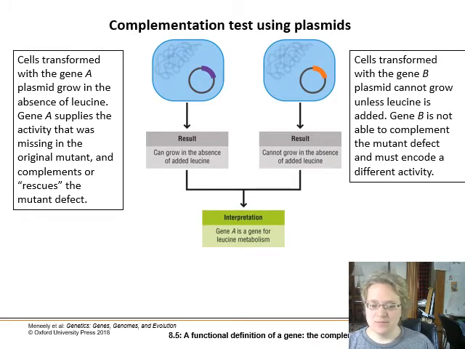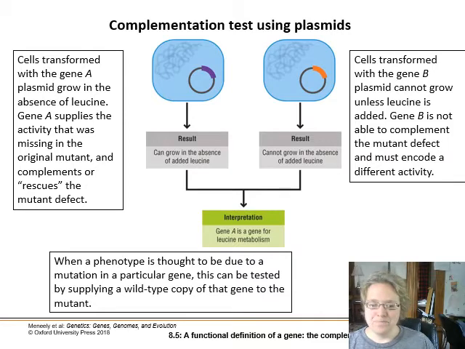Okay, so there we go. Gene B can't grow unless leucine is added, so it must encode for something different. And this is what a lot of modern and recent genetics is about: figuring out what genes do what, and if we remove them, how does the phenotype change? If we add them back in, how does the phenotype change?